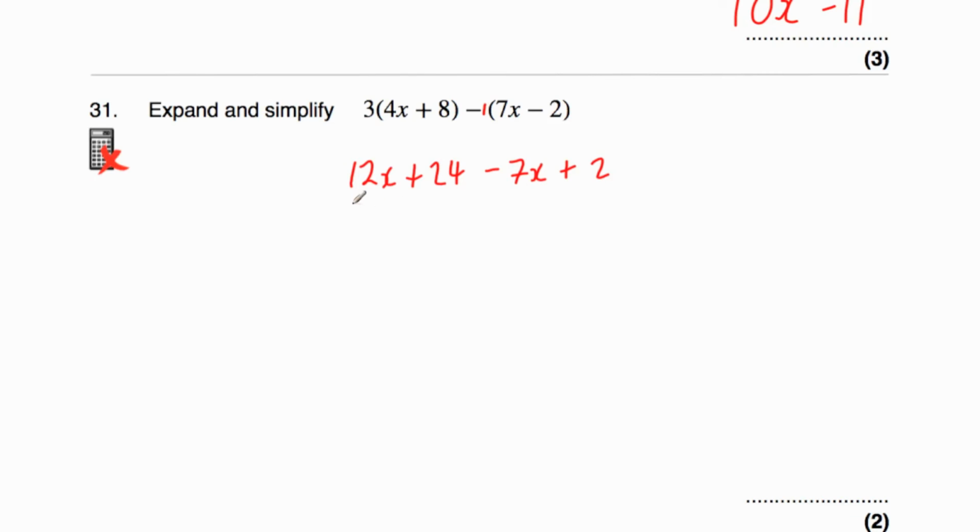Now let's collect our like terms. We've got 12x take away 7x, that's 5x. And then in terms of our numbers, we've got 24 add 2. And 24 add 2 is 26. And that's it. So our answer would be 5x plus 26.